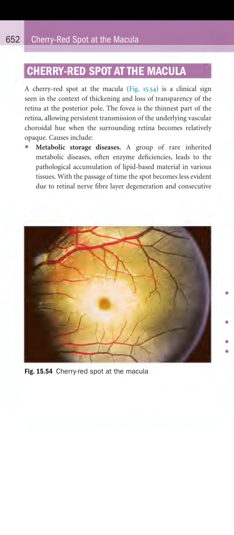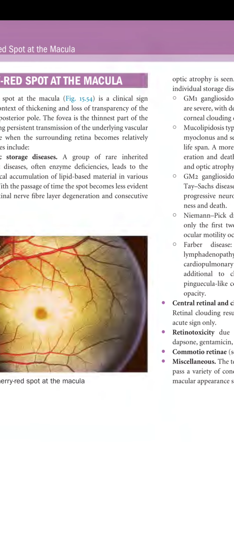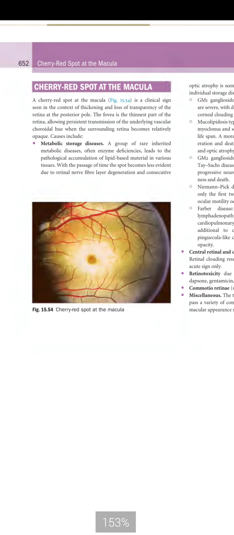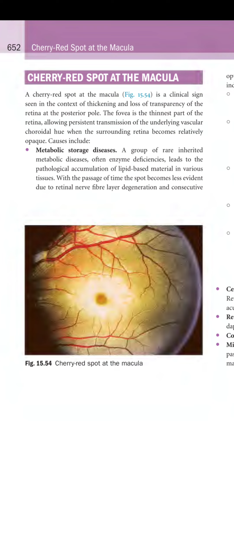A cherry red spot at the macula is a clinical sign seen in the context of thickening and loss of transparency of the retina at the posterior pole. The fovea is the thinnest part of the retina, allowing the persistent transmission of the underlying vascular choroidal hue when the surrounding retina becomes relatively opaque. Causes include metabolic storage diseases, central retinal artery and cilioretinal artery occlusion, retinotoxicity, commotio retinae, and miscellaneous causes.